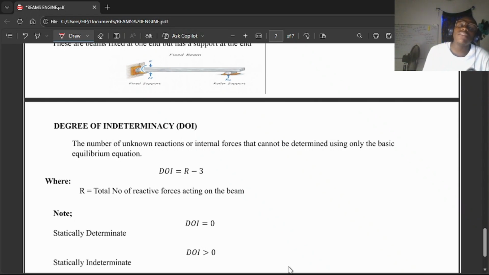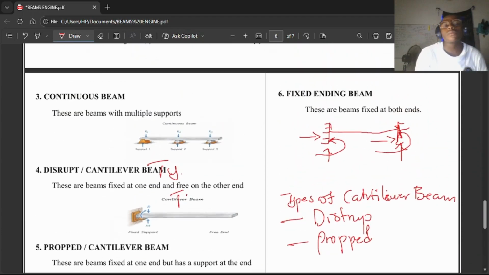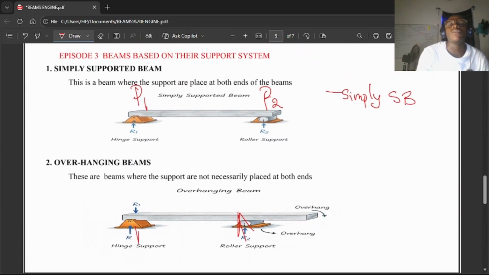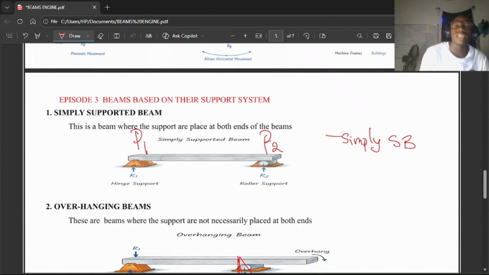Now, how can we identify whether the various types of beam which we considered are statically determinate or statically indeterminate? Let's take the first one as a case study. The first one which we have here is what we call the simply supported beam. For this simply supported beam, we want to calculate the DOI. I told you your DOI is simply R minus 3, right?